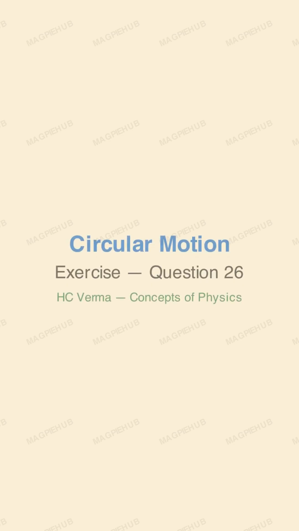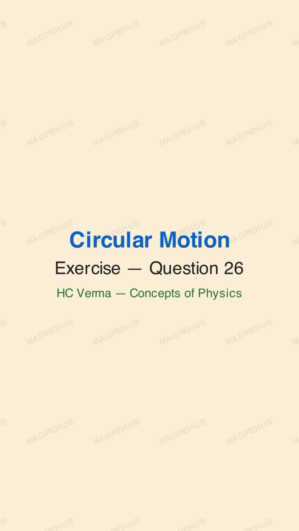Circular motion, exercise question 26, from H.C. Verma. Watch this projectile motion carefully. A particle is launched at angle theta with speed u, tracing a parabolic path. Now, consider a point P on the ascending part of the trajectory, where the velocity makes an angle theta by 2 with the horizontal. The velocity vector v points at this angle.